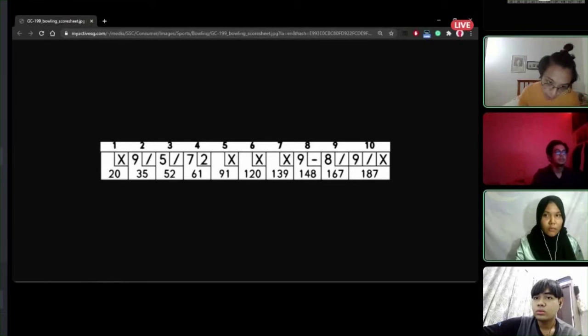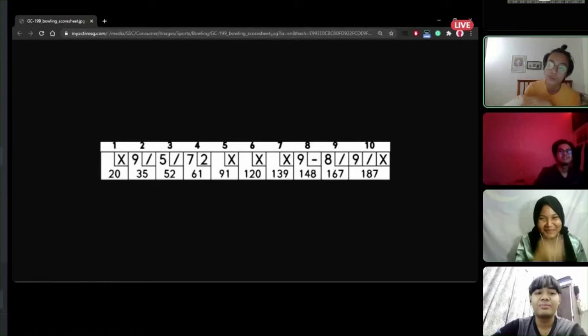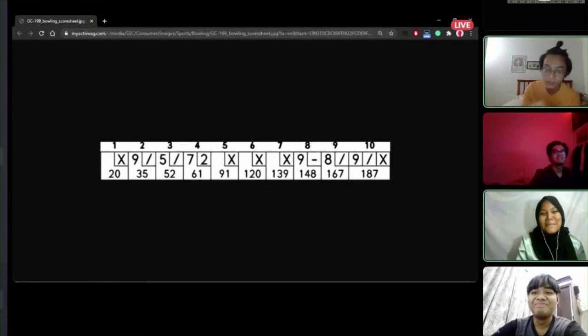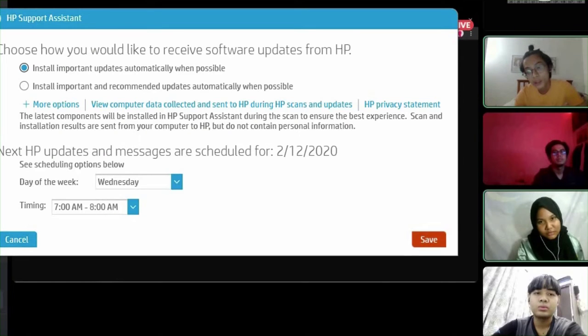Basically, a player will earn 1 point for each pin they knock down, plus a bonus for each strike and spare. A strike scores 10 points plus the total of the next 2 balls. A spare scores 10 points plus the score of the next ball. A strike in the 10th frame earns the bowler 2 extra balls, and a spare in the 10th frame earns 1 extra ball.